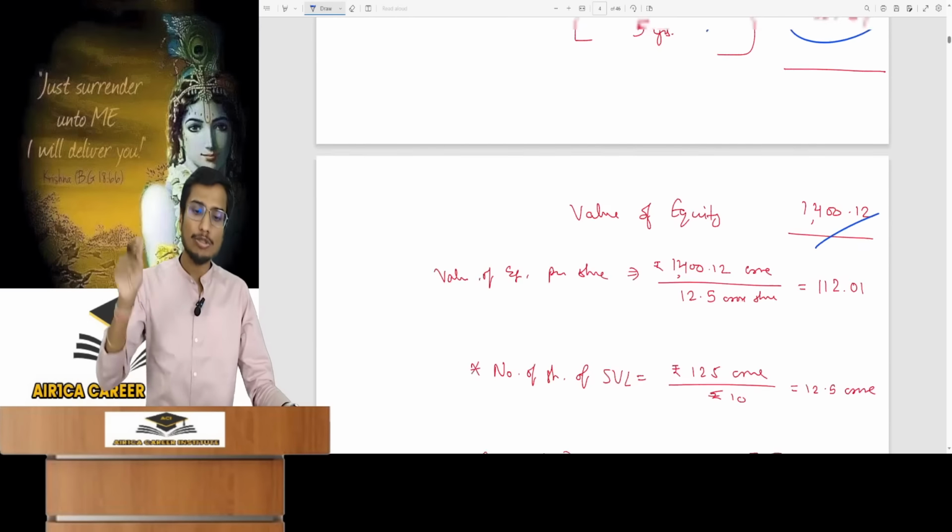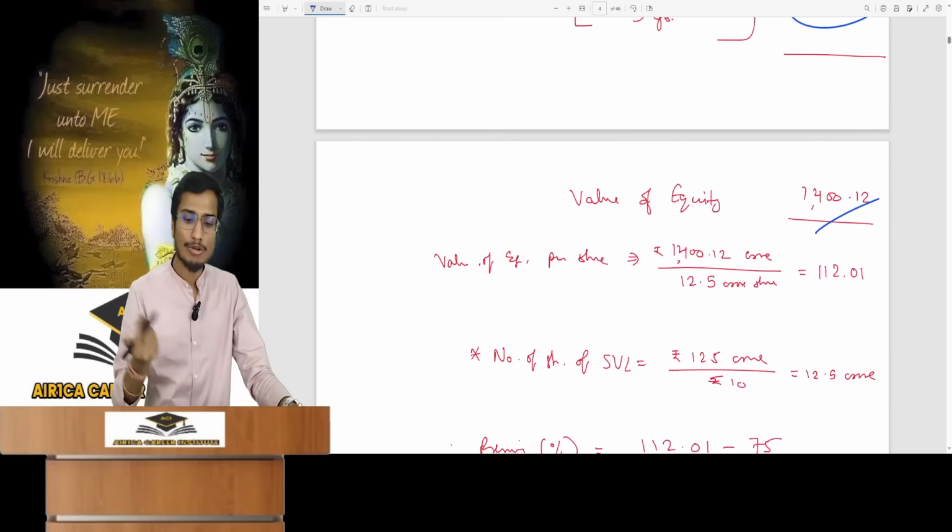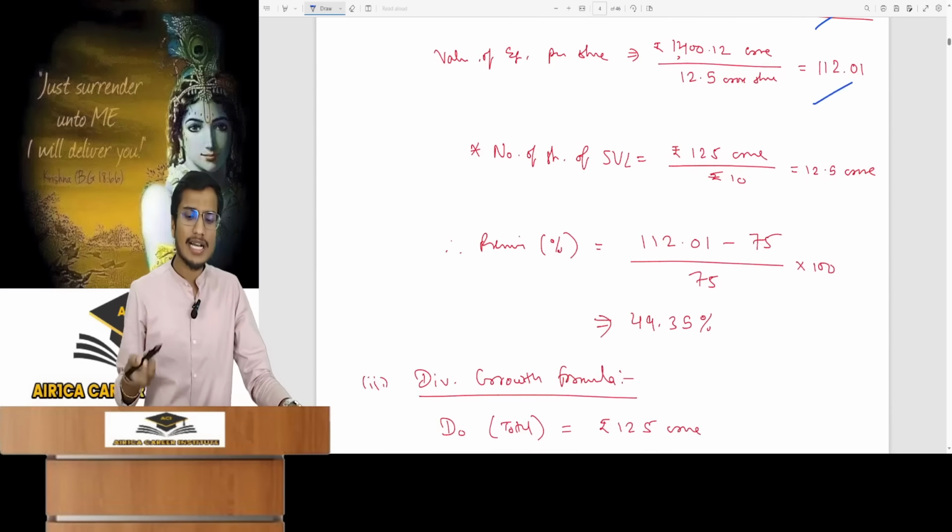Value of equity is derived because both these methods are equity based. Calculate equity value per share, then determine the market price premium. So the market price that exists today, compare with that and state the premium percentage.